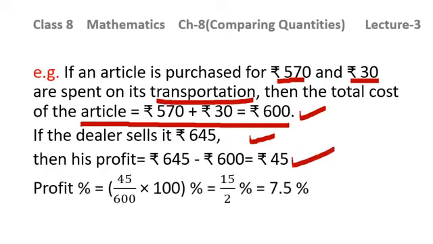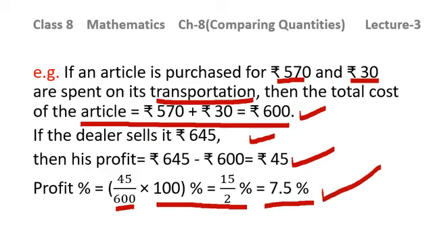Then profit percent will be 45 over 600. 600 was the cost price; we have not taken 570 here. As I told you, transportation charges are an overhead expense that will be added to 570 rupees, and now this profit percent will be calculated on this 600 rupees, not on 570 rupees. So 45 over 600 into 100% will give you 15 over 2%, that will be 7.5%.